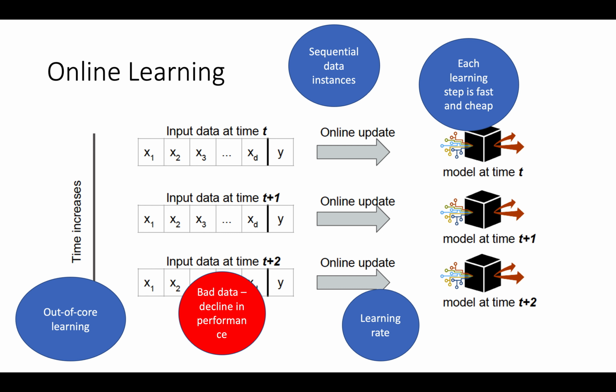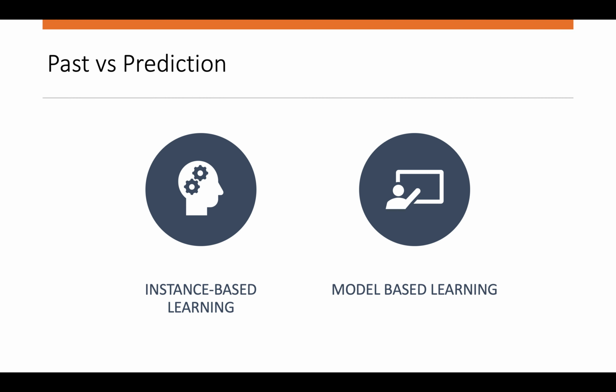So this perspective had to do with the flow of data when we are doing learning. The next one is by how they generalize: instance-based learning versus model-based learning. This is another way to categorize machine learning systems, and as I said, it is by how they generalize.